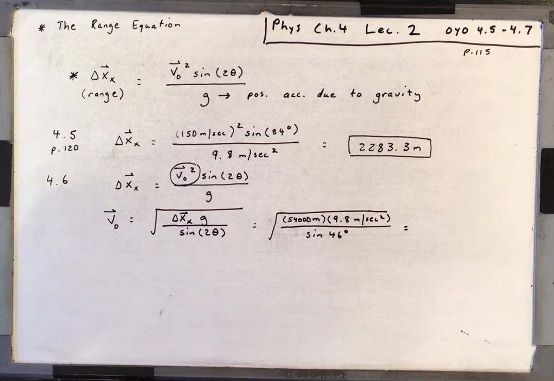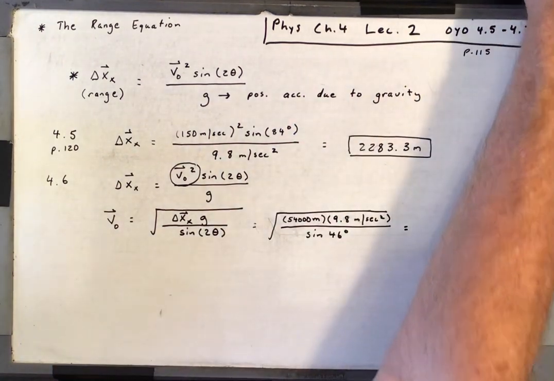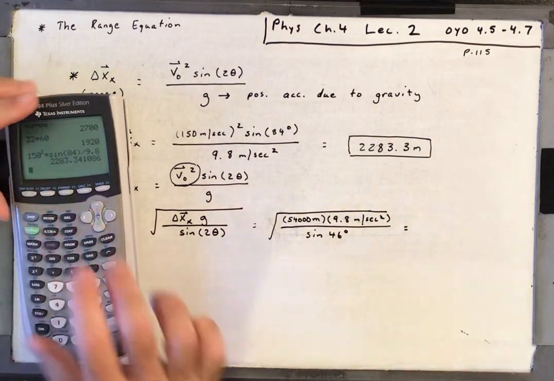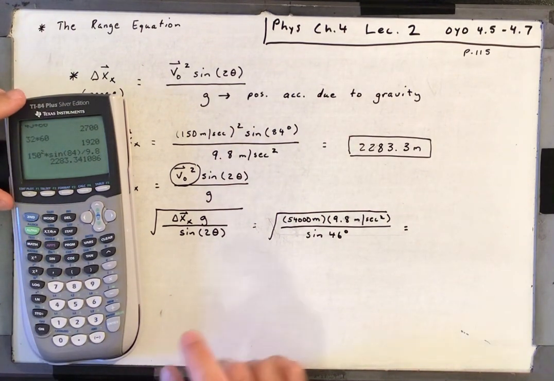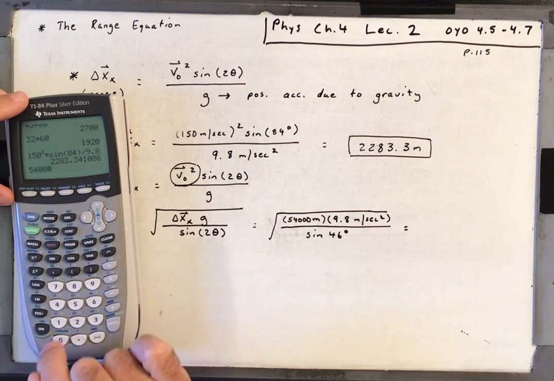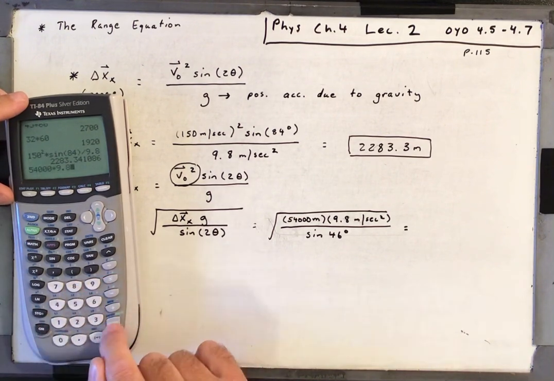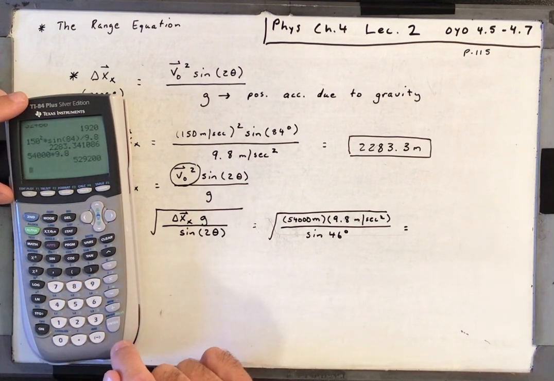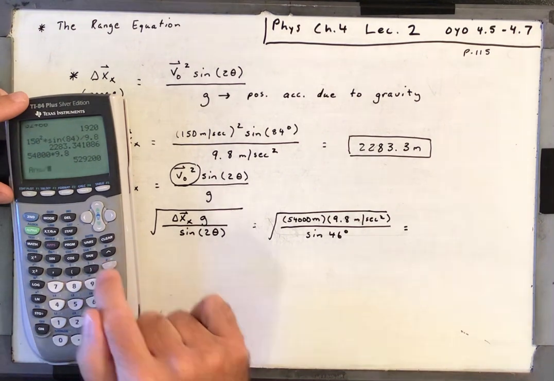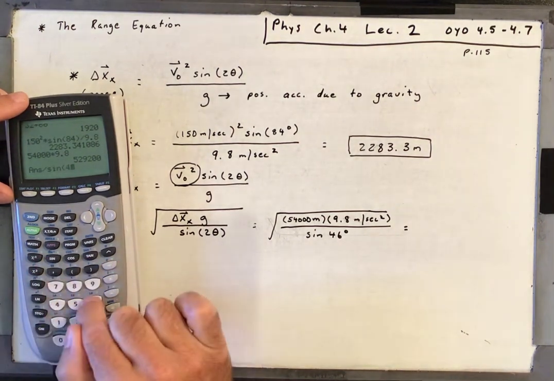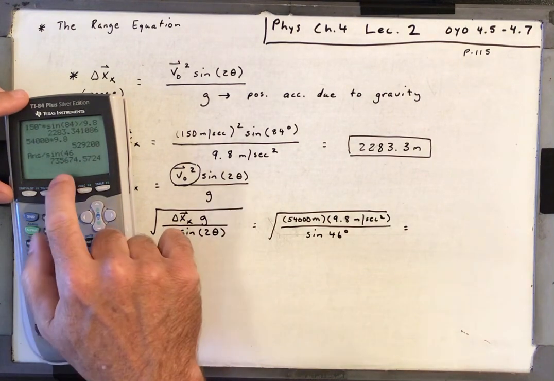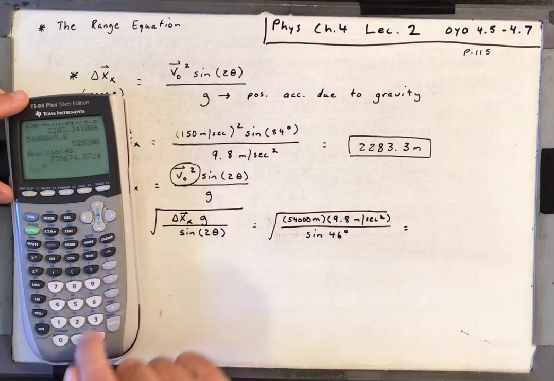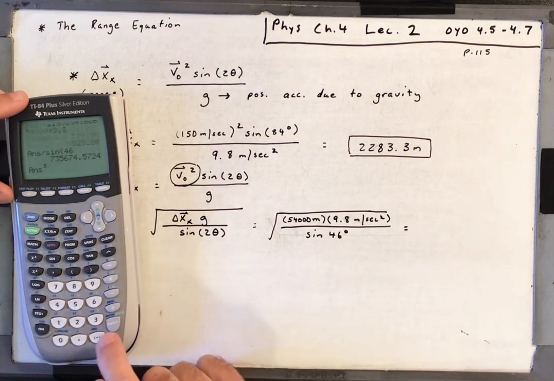All right, so how would I put this in my calculator? Well, this is the way I would probably do it. I'm going to say 54,000 times 9.8 and hit enter. And then I divide that answer by the sine of 46. Hit enter. That's that 735,000 number. And then raise that to the 0.5 power.